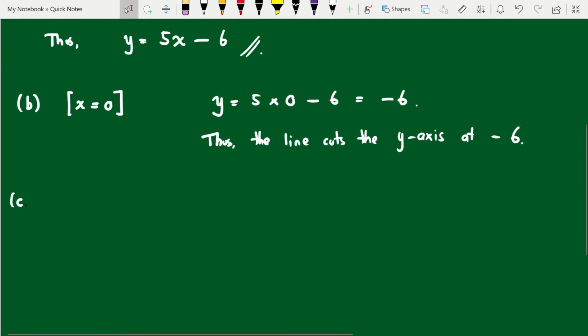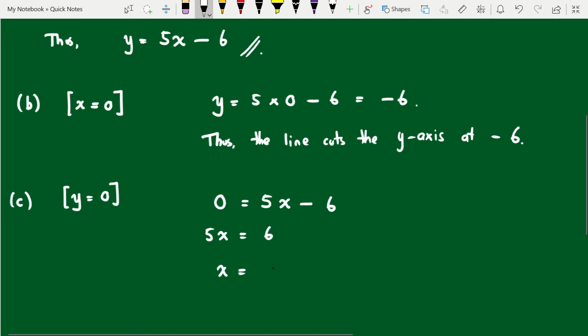Similarly for part C, we're asked to figure out at which point the line cuts the x-axis. The line cuts the x-axis precisely when the y-coordinate this time is 0. So all we're going to do is set y equal to 0 in the equation and rearrange to find the corresponding x value. Now this is the same thing as 5x is equal to 6, and dividing through by 5, that's the same thing as 6 over 5.